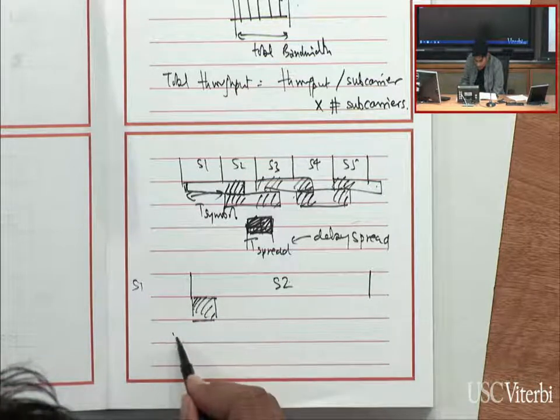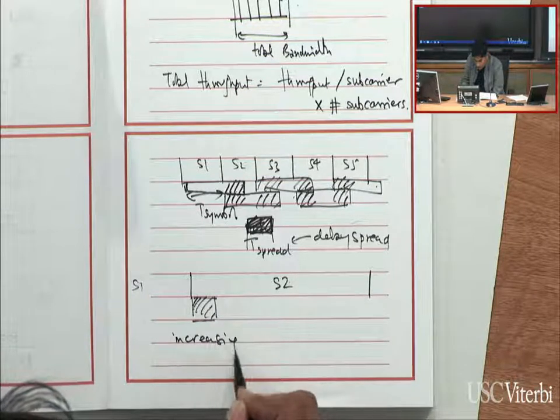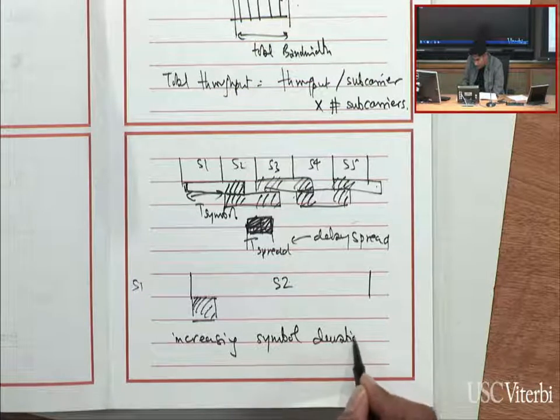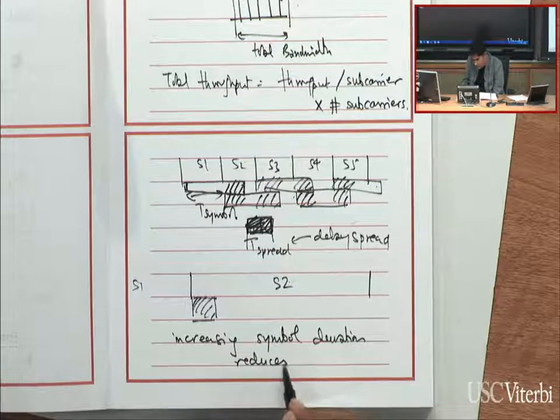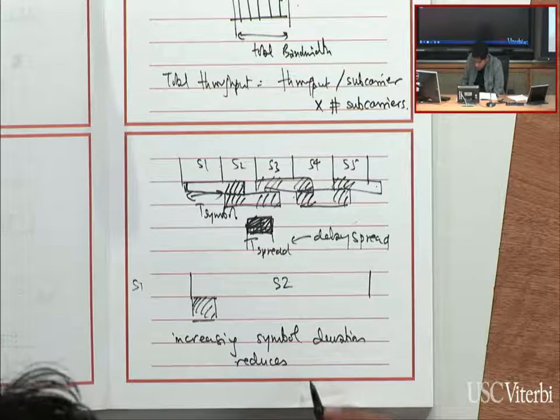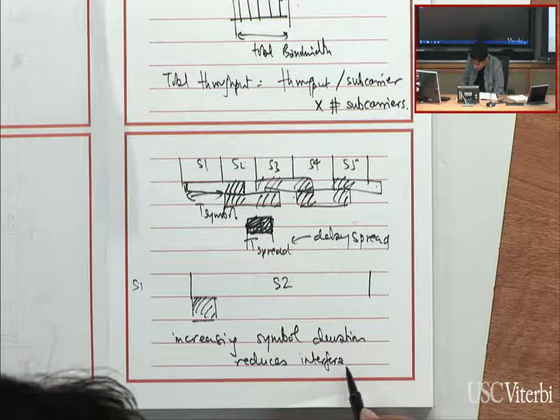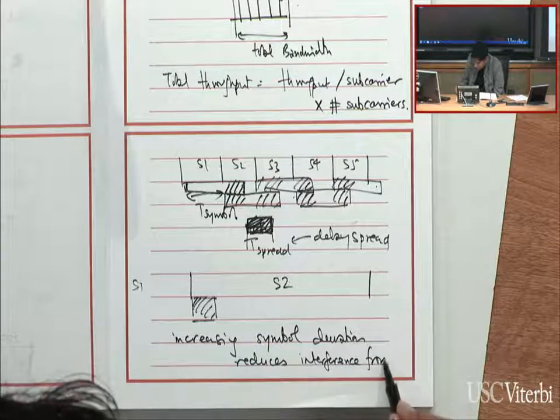So increasing symbol duration reduces interference.